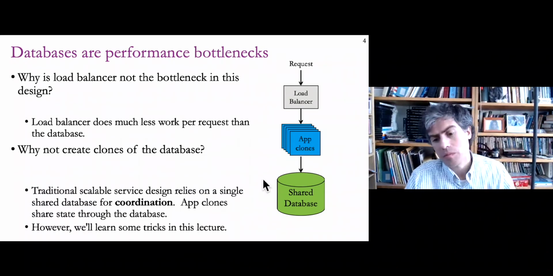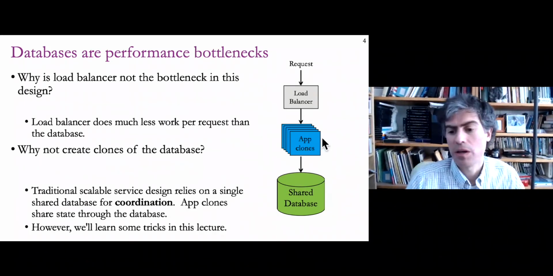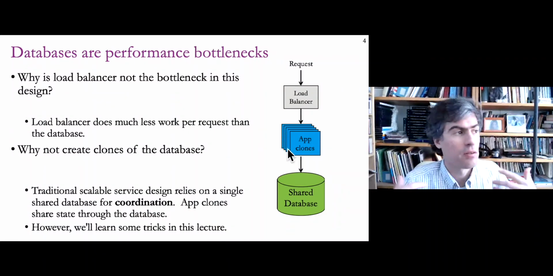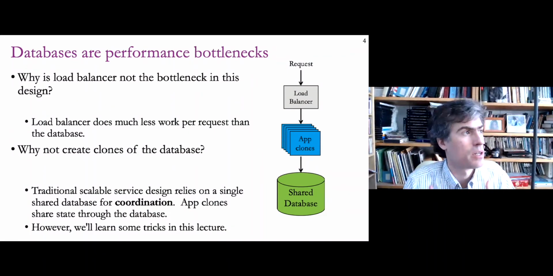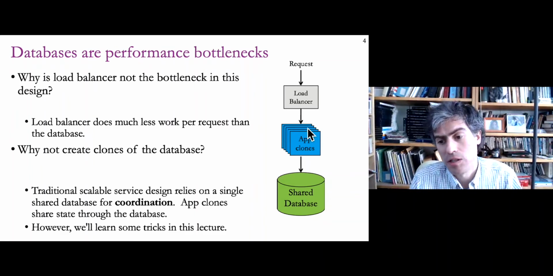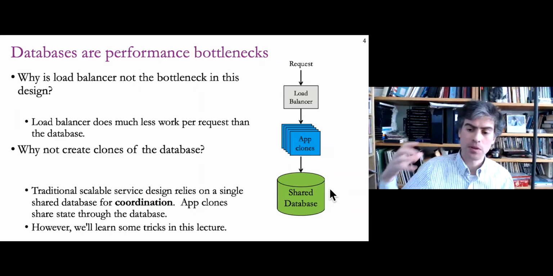Well, mainly the reason for this is that by having many databases instead of just one, we lose the ability to coordinate through it. Right? A traditional design like this relies on a single shared database for coordination. So if a request goes into one instance of the application, for example, to create some data, like if it's a social media application and a user is creating a post, we want that post to be visible to all the users of the system. So for all the other application servers, when they're accessing data, they want to be able to see that same post. Having a single shared database is that coordination point.